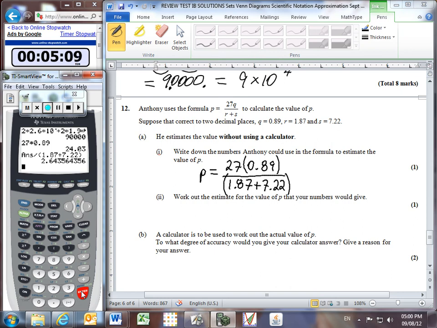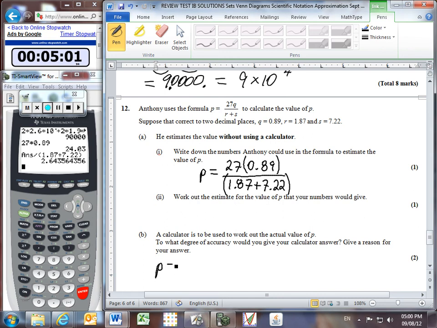You know what I've just realized? I've just done part B, haven't I? I used a calculator to work out the actual value of P. And so P we found was 2.64356435, and so on. To what degree of accuracy would we give our calculator answer? Remember that the standard, if not otherwise specified, is always to 3 significant figures.